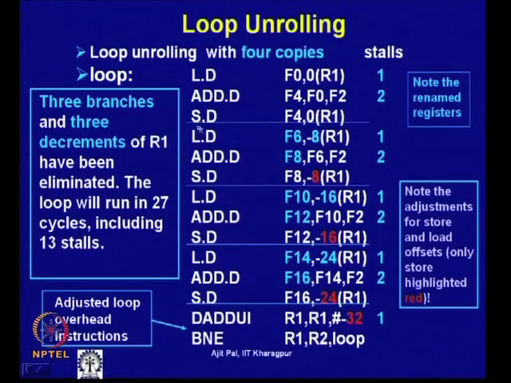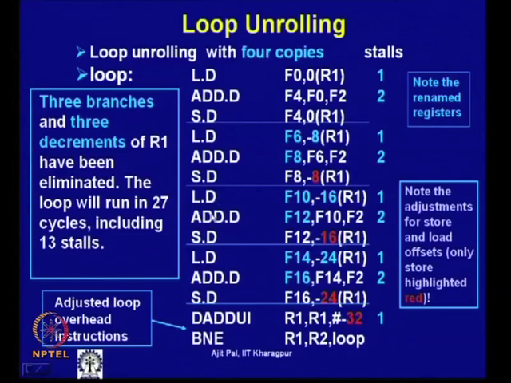So, the same three instructions, load double, add double, and store double, are repeated four times. You can see this is one copy, this is the second copy, this is the third copy, this is the fourth copy. And after unrolling is done, obviously these two instructions are to be appropriately modified. That means this is an unrolled code where unrolling has been done four times.